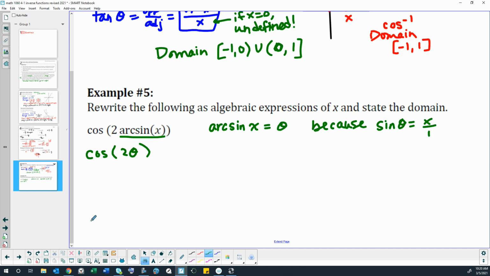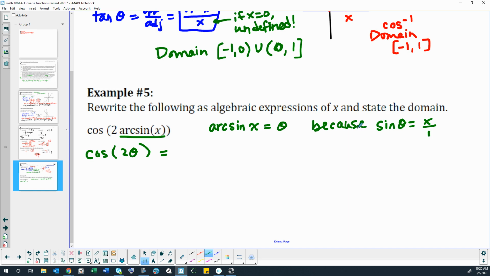Oh, well that's interesting. Instead of just finding a cosine or a tangent or a sine, we're finding the cosine of 2 theta. That might mean we want to use one of our cosine double angle identities. So we have 3 different ones we can choose from. We have one that has both cosine and sine, we have one that has just cosine, and we have one that just has sine.